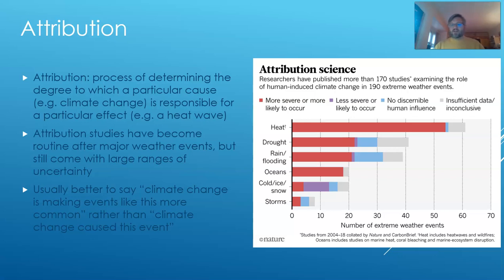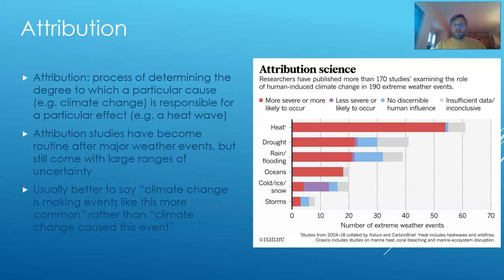But there are still a substantial number of them where they didn't document an effect from climate change or where the data was inconclusive. It couldn't clearly come to a conclusion based on the data they have. So what I would recommend is that if you're talking about a single event, right, you're looking at one particular hurricane and people are talking about, was this caused by climate change or not? It's usually better to say climate change is making events like this more common rather than to say this specific event was caused by climate change.